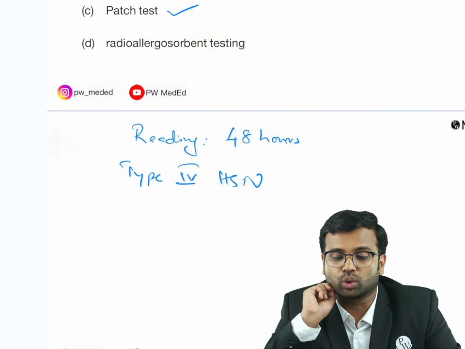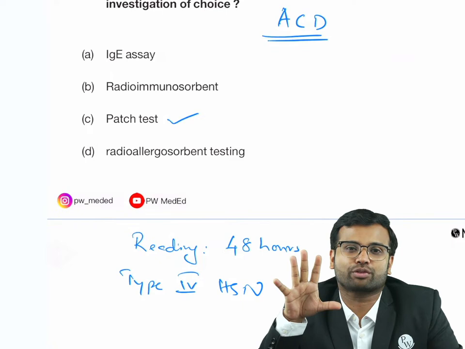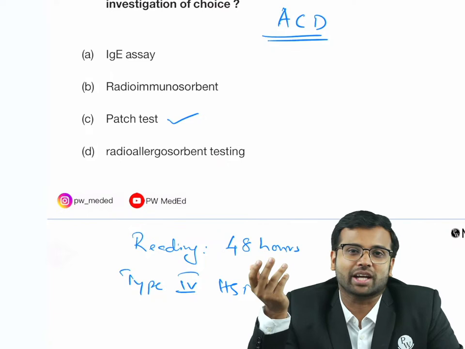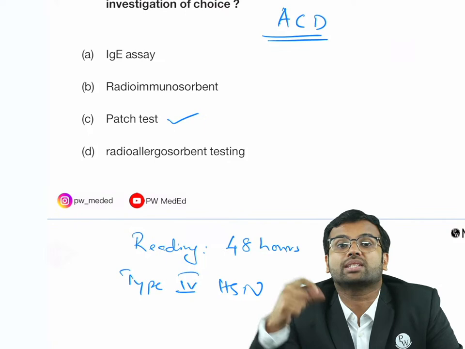So after 2 days, see, here the question is, what is the investigation of choice, Dr. Pihu? In investigation of choice, I completely agree that in all these kinds of patients with some allergy, they may be having an increased IgE. If you check the blood profile, the eosinophils may be increased. All these things can be seen. But if you have to reach the proper diagnosis, what the patient is allergic to, then you have to do this test called patch test.